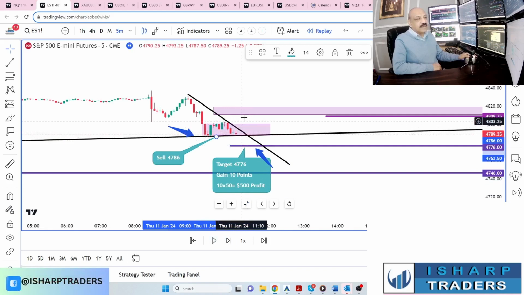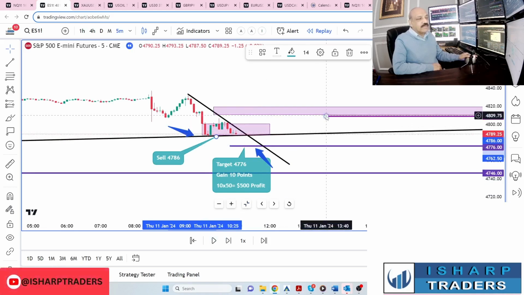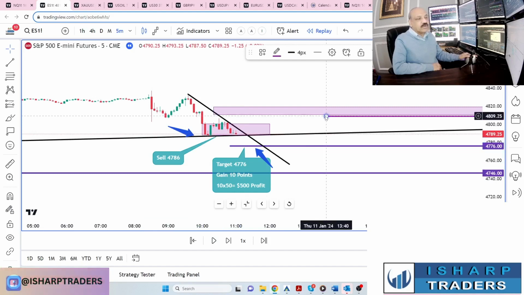If it is breaking up there, I'll go buy from here to this, my trend line. Sorry, my target. Market is gonna go and hit my target, this one. Okay, if it is breaking up there, if it is breaking down, then we will see. So most probably I'll sell out. So let's see.